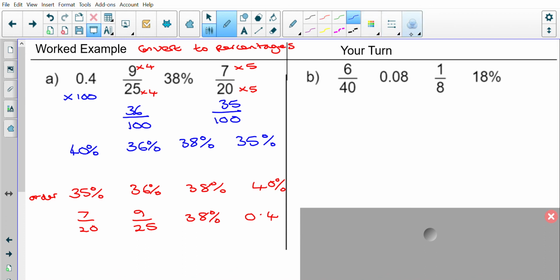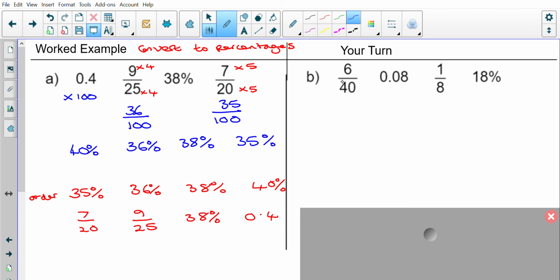So hopefully you've had a go at this one. If we start with the 6 over 40, you might not have seen straight away how to get that over 100, but we did do some like this when we were converting fractions to decimals. Sometimes we have to go to a simplified fraction first. So actually we can get this as a fraction over 10, then we could go to 100 from there. So if we divided the 40 by 4, that would give me a fraction over 10, but actually we can't divide the 6 by 4, so that's not so easy.